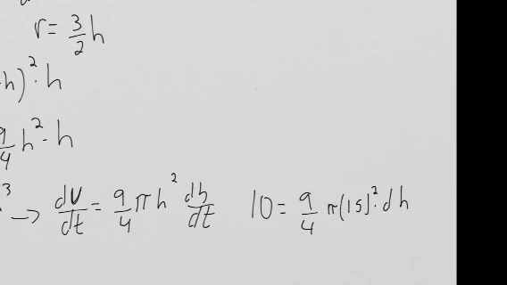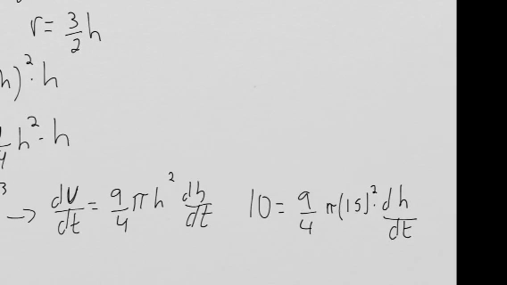dh/dt is what we want, so we have to isolate it. We want the change in height with respect to time in our given scenario. So what we're going to do is divide everything out. We're going to divide by 9/4 pi times 15 squared. Okay, so let's be a little bit savvy about this. When we divide by 9/4, that's the same as multiplying by 4/9. So that's going to give us 40/9. And then we're dividing by pi times 15 squared too, so that's going to be in the bottom too. Pi, and then 15 squared. And then that's equal to dh/dt.